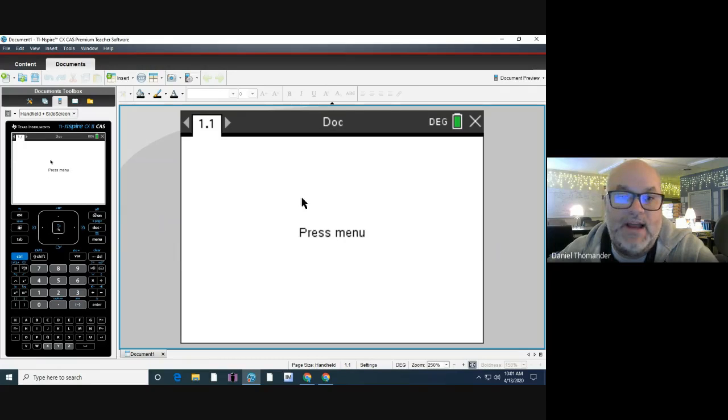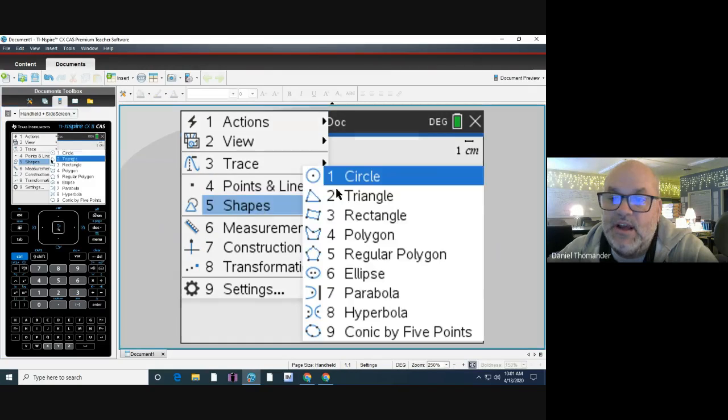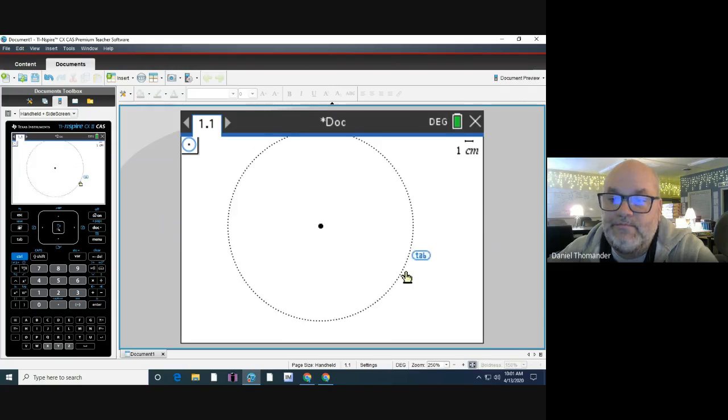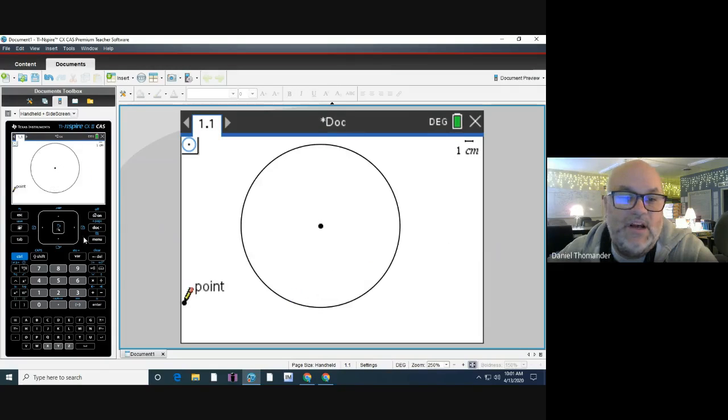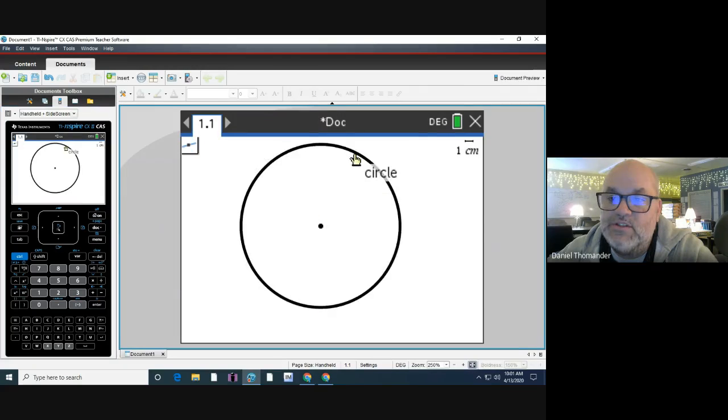So I'm going to start by using my calculator here. I press menu. I'm just going to insert geometry here, and then I go menu, shapes, and a circle. So here's a circle. I'm going to place some points on the circle. So just 4 points anywhere on the circle will work.